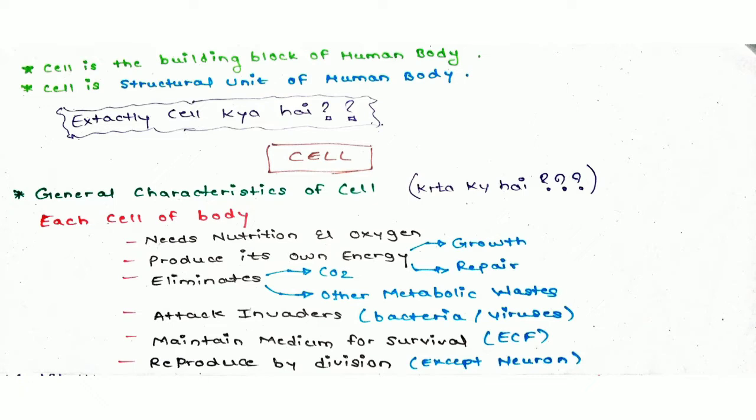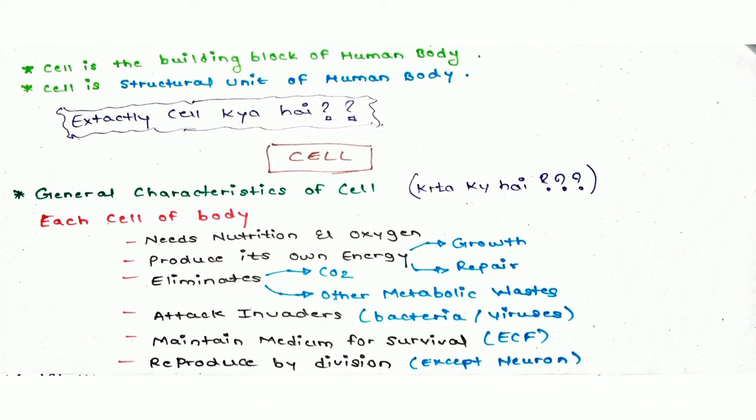So we will be learning the characteristics of the cell. First, the cell needs nutrition and oxygen for its survival. Second, it produces its own energy. Energy is required for growth as well as repair. Third, it removes waste products like carbon dioxide and other metabolic waste. Fourth, it attacks invaders like microorganisms such as bacteria and viruses. Fifth, it maintains a medium for its survival. And sixth, it reproduces by division, meiosis and mitosis. But there are exceptions, like neuron cells, which do not reproduce.